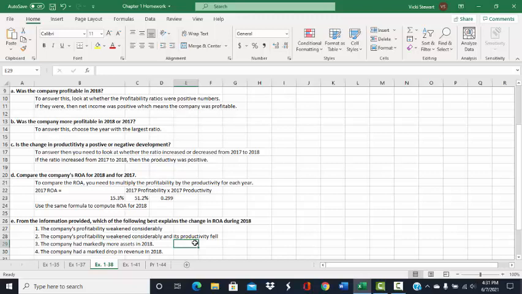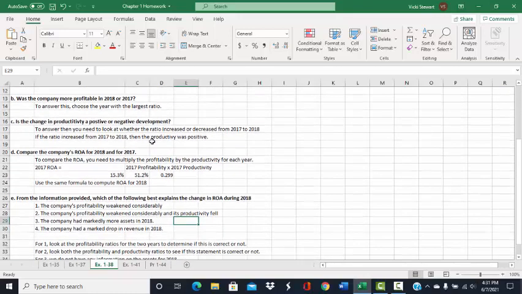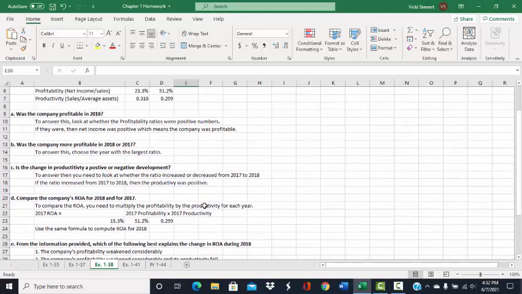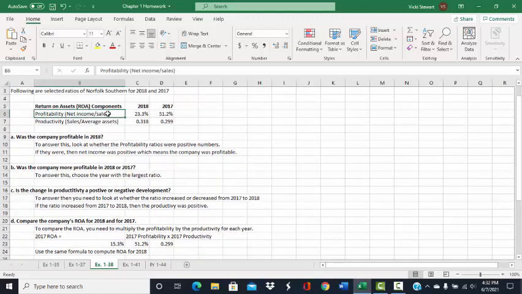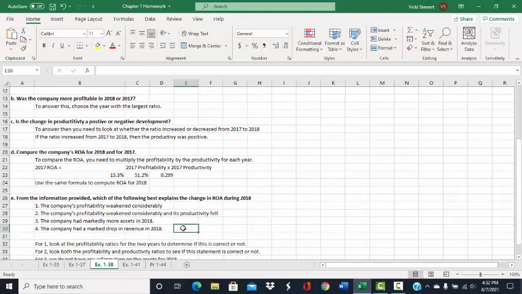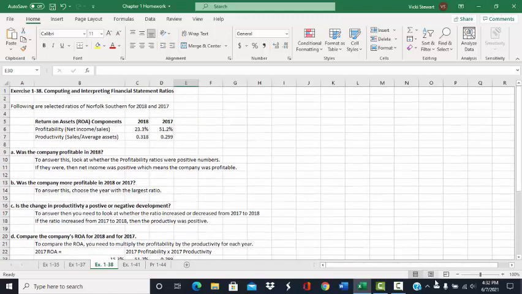The company had markedly more assets in 2018. Well, we don't have enough information to determine that. We only have the average assets divided into sales. We don't know the relative amount of assets. And then the fourth one is the company had a marked drop in revenue in 2018. We don't know that either. We have sales in both of these, but we don't know the actual amount. So that portion, we don't know that either. So these two are out just because we really don't have enough information to determine that. So you'll need to answer this question for yourself based on your problem. And that is the end of the demonstration for exercise 138.